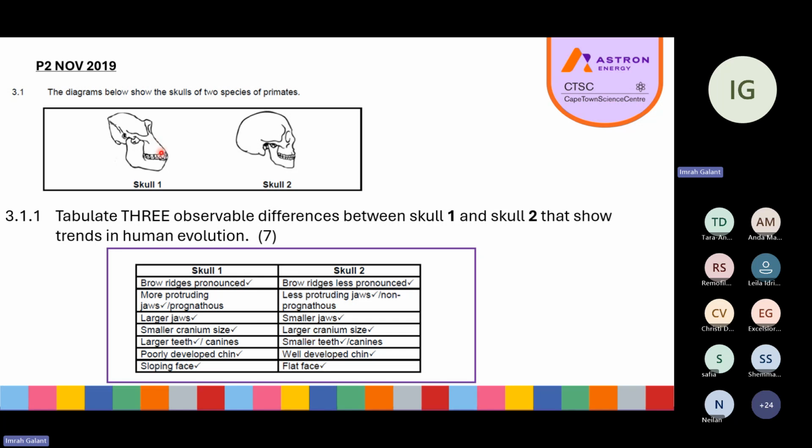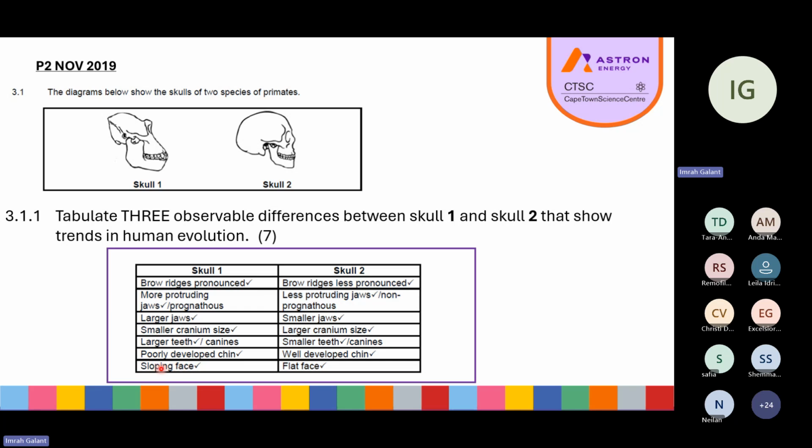And then the teeth can be a bit tricky to see, but in skull 1 there are much larger teeth and larger canines, and smaller teeth and smaller canines in skull 2. And then you can also take note of the smaller jaws in skull 2 and larger jaws in skull 1. So those, for me, are the more distinguishing or more prominent observable features if you're looking at this diagram.